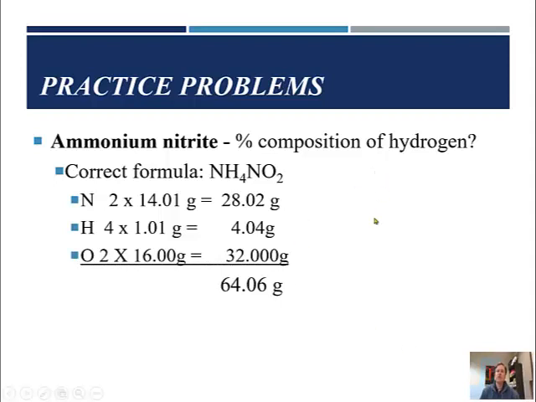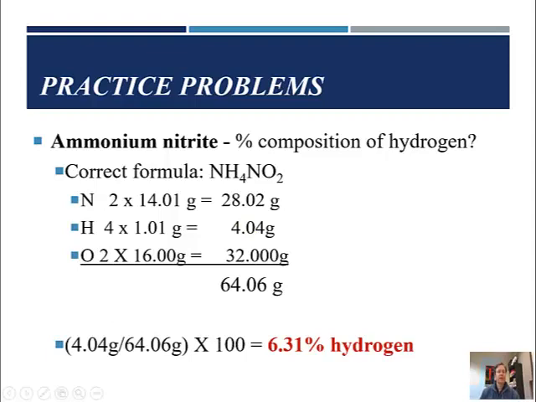Now, it wants to know hydrogen, so look, I have that data right here. This is why I write this out, so I can find it really quick. So I'm going to take 4.04 divided by 64.06, multiply 100, and I get 6.31% hydrogen.